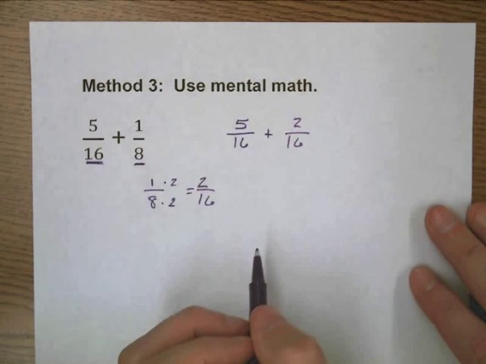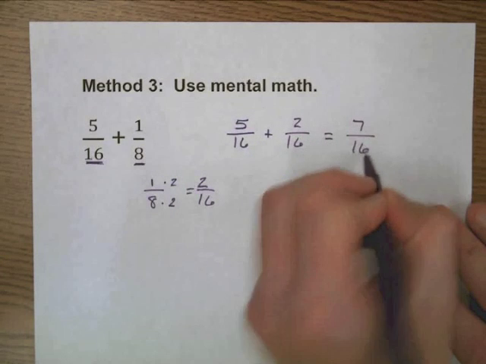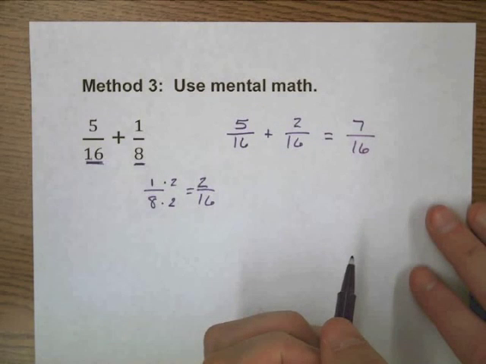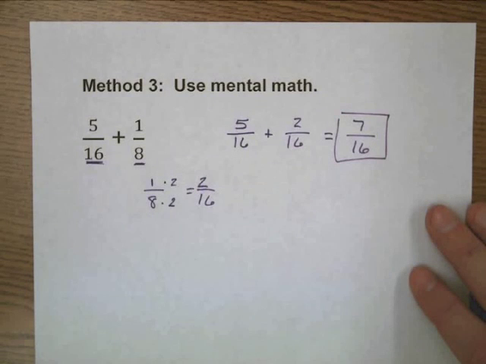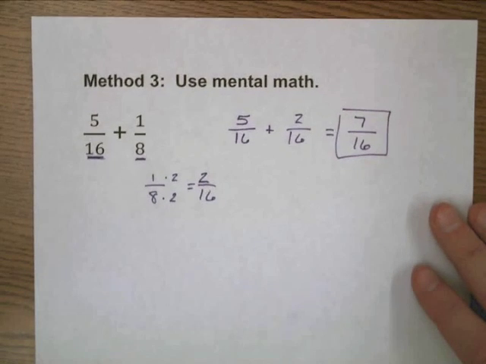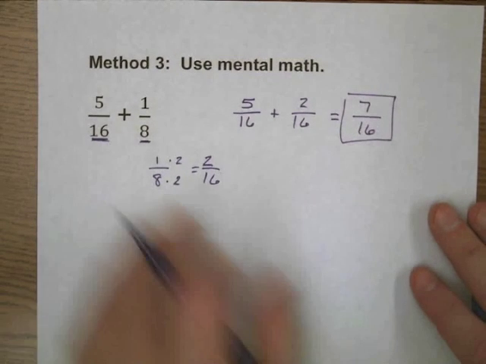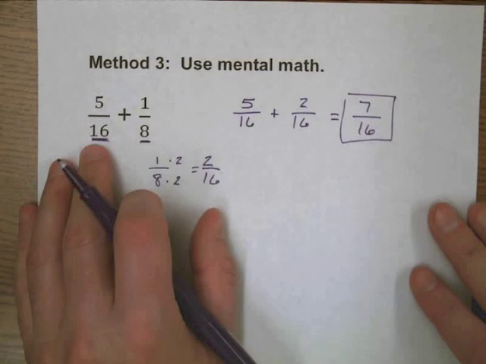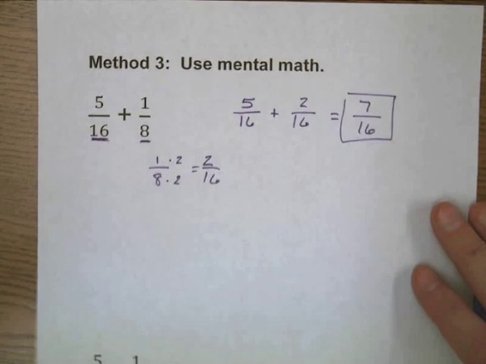So I have 5/16 plus 2/16. I end up with 7/16. That is also most simplified form. So here we can have one of those denominators already being the common denominator.